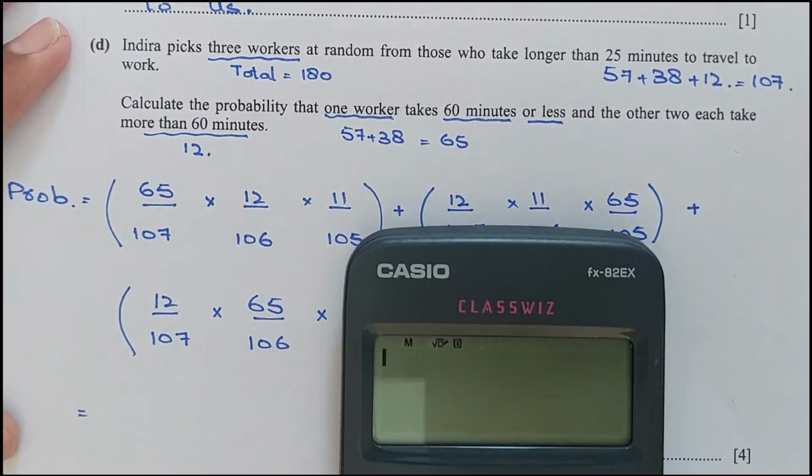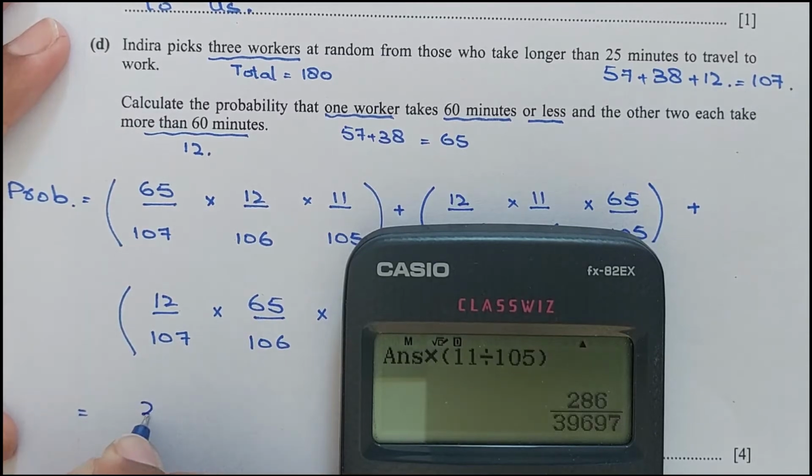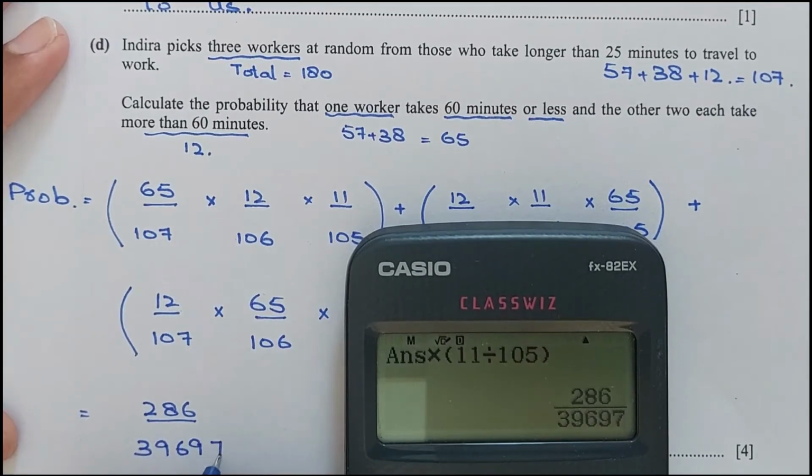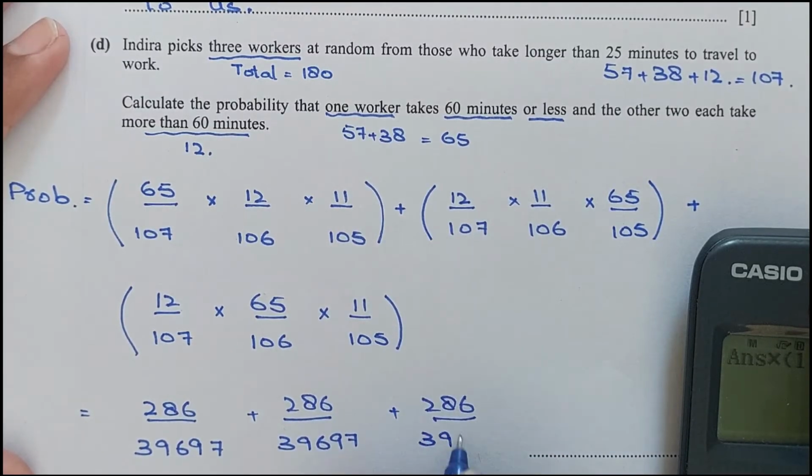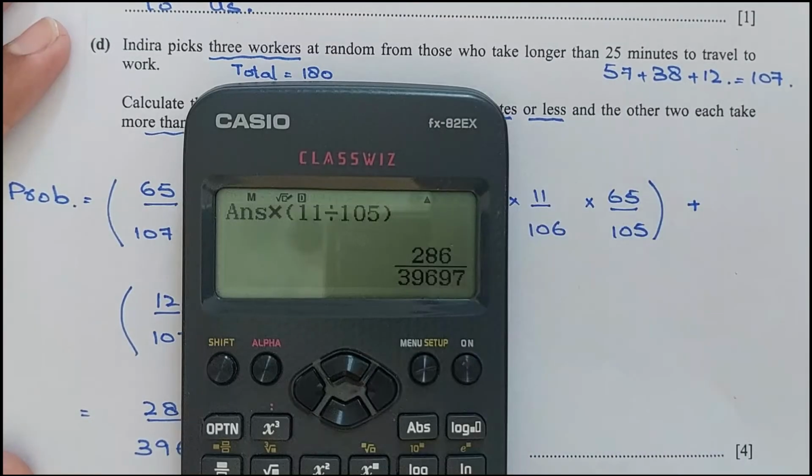Let me simplify. 65 divided by 107, multiplied by 12 divided by 106, multiplied by 11 divided by 105, is 286 over 39697. So we have 3 times 286. We have the same answer for this as well. Over 39697 plus 286 over 39697. So times by 3 is this. That is the probability.